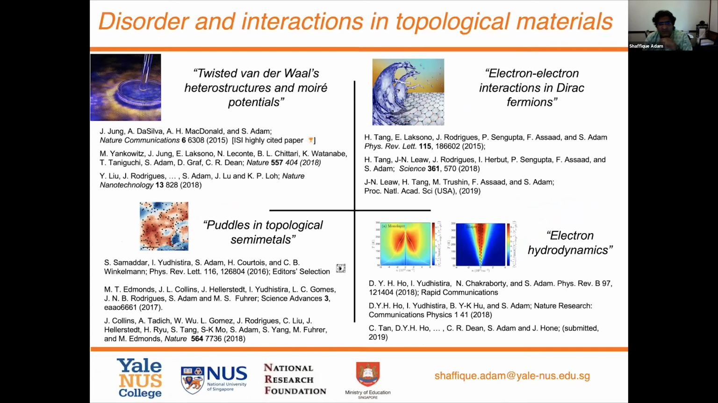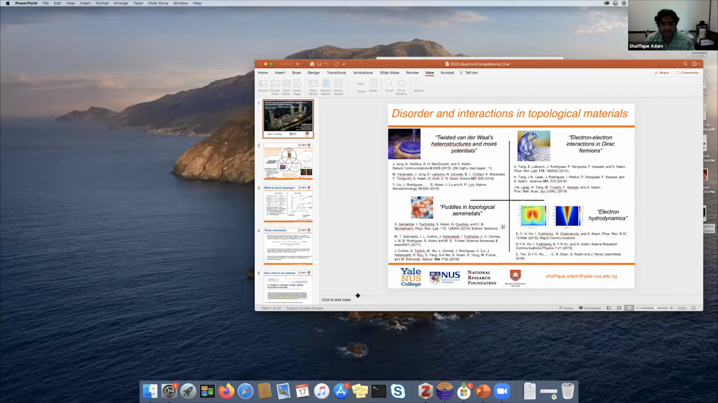But I just want to say that there are lots of other things we do. For example, we work on these twisted systems with Moiré potentials. We work on electron hydrodynamics. I didn't know that hydrodynamics was an area of the school. That's something we also work on, and also puddles and topological semimetals, that's the role of disorder. And so, with that, I'll take some questions.